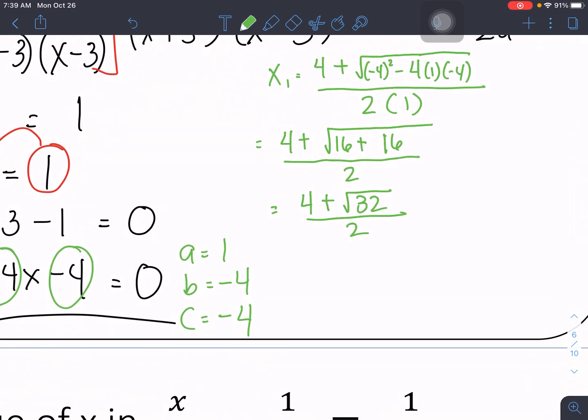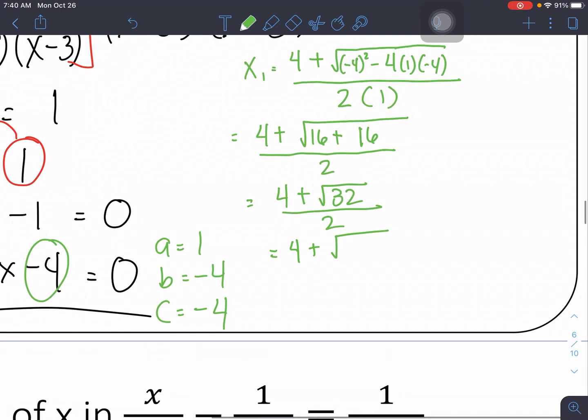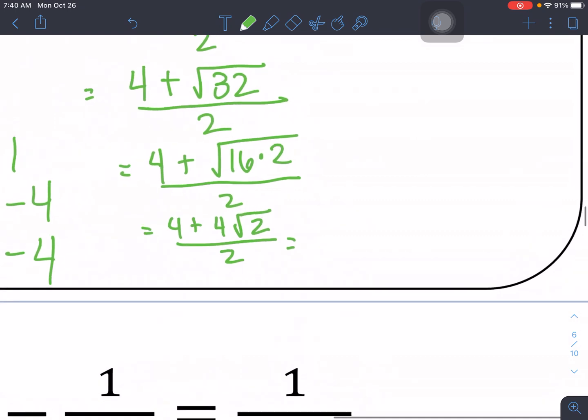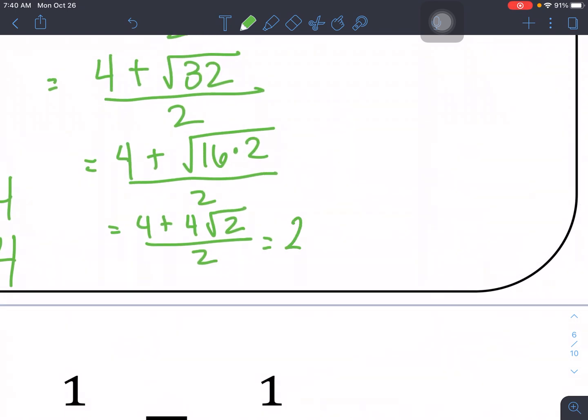So I need to simplify this 32. I should think of two numbers, one of which must be a perfect square. So for 32, a perfect square is 16 multiplied by 2. So this will be 4 plus 4 square root of 2 over 2, which is also equal to 2 plus 2 square root of 2.